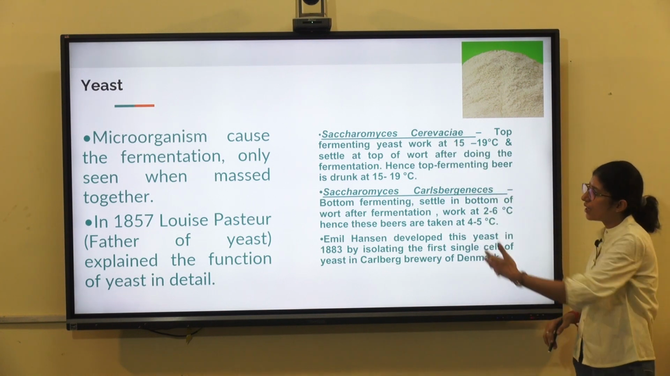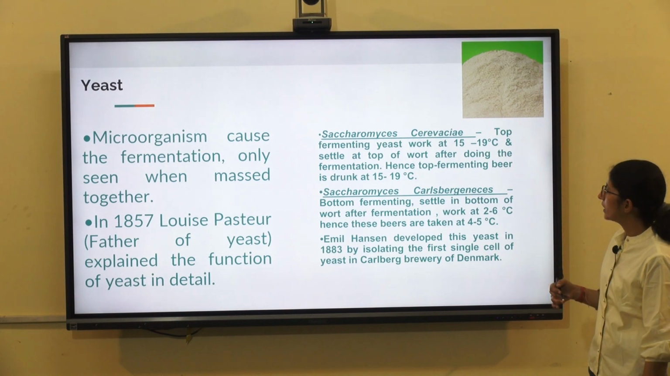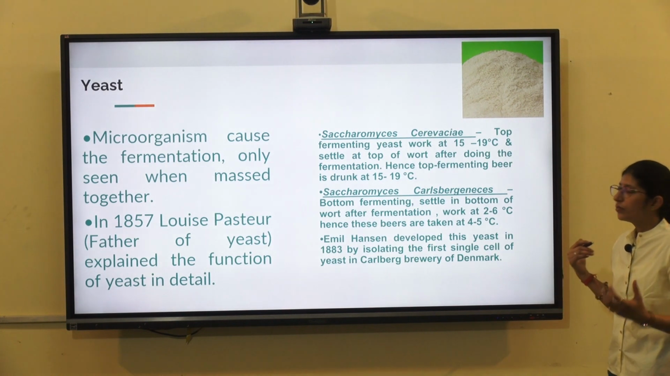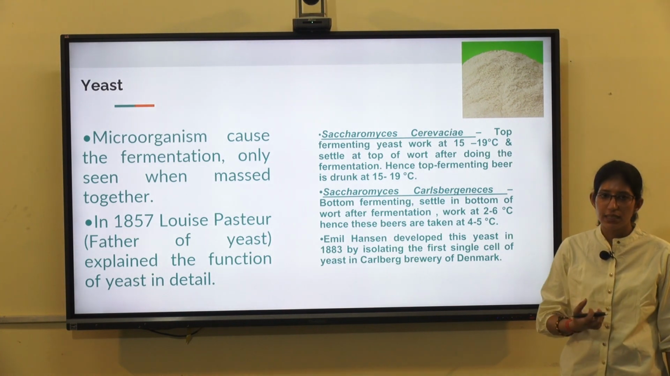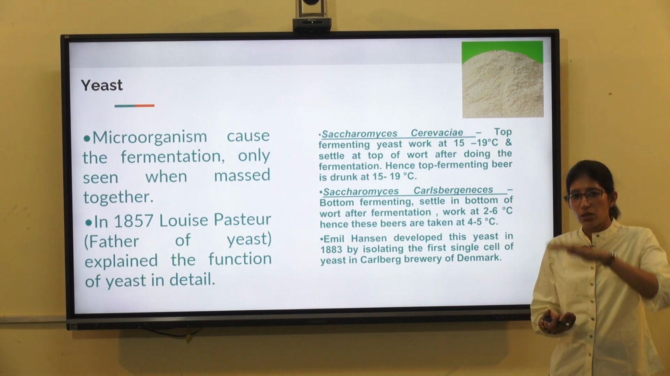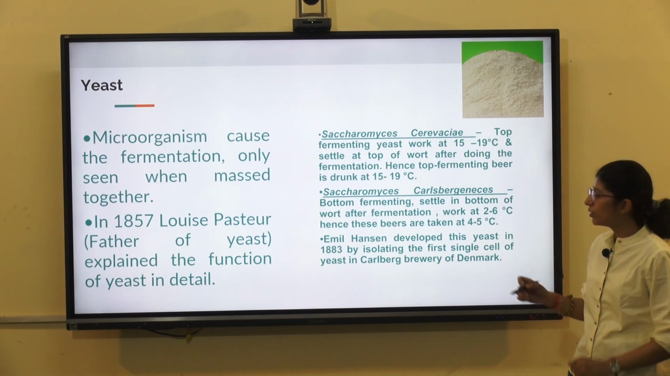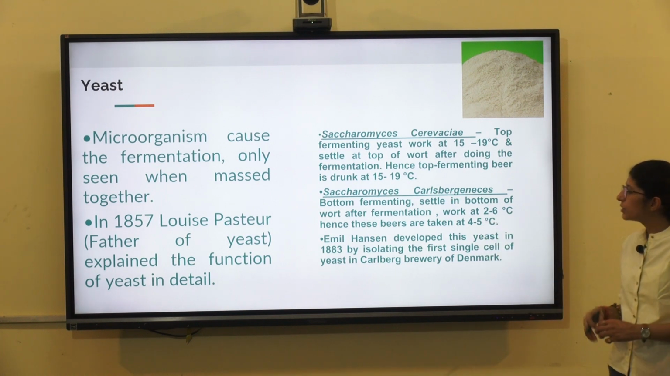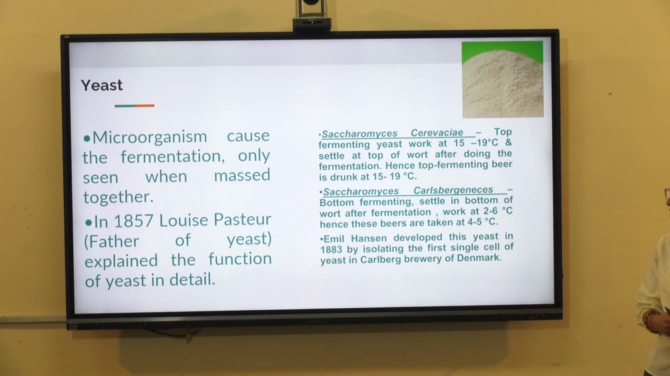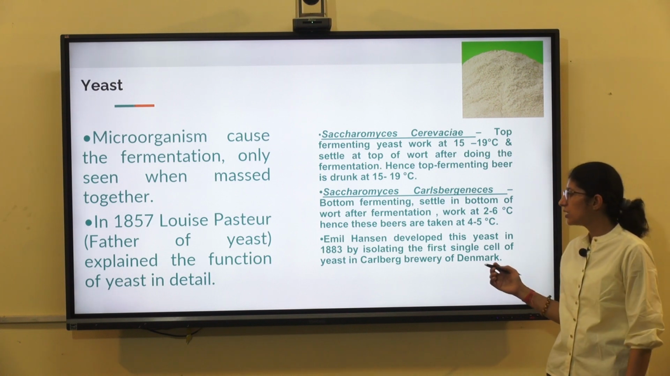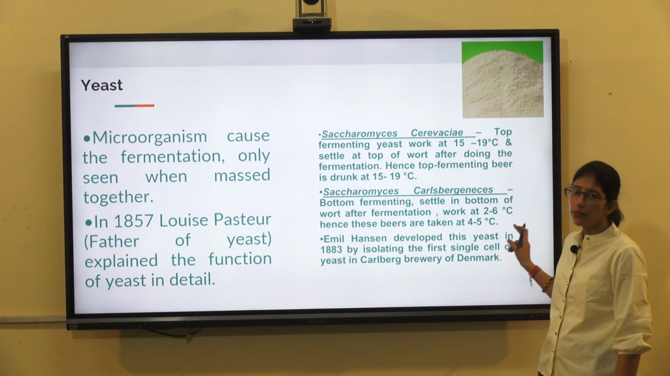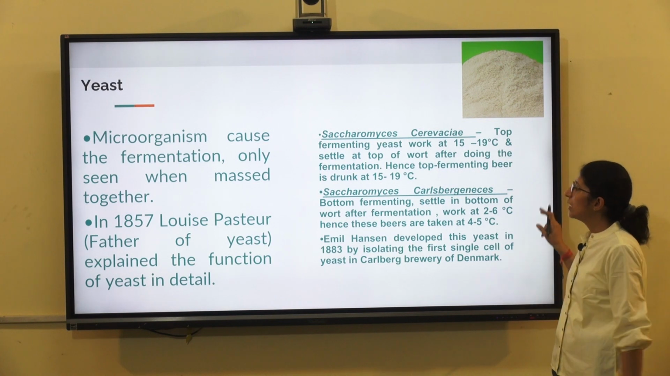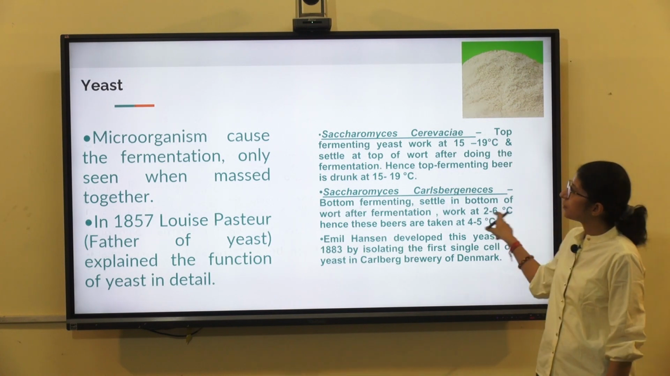While Saccharomyces carlsbergensis is a bottom fermenting yeast that works at 2 to 6 degrees Celsius, and after the fermentation process, it usually settles at the bottom of the pot, and is served at 4 to 5 degrees Celsius. Emil Hansen developed this yeast in 1883 by isolating strains from a single cell of yeast at the Carlsberg brewery in Denmark. That is why it is known as Saccharomyces carlsbergensis.